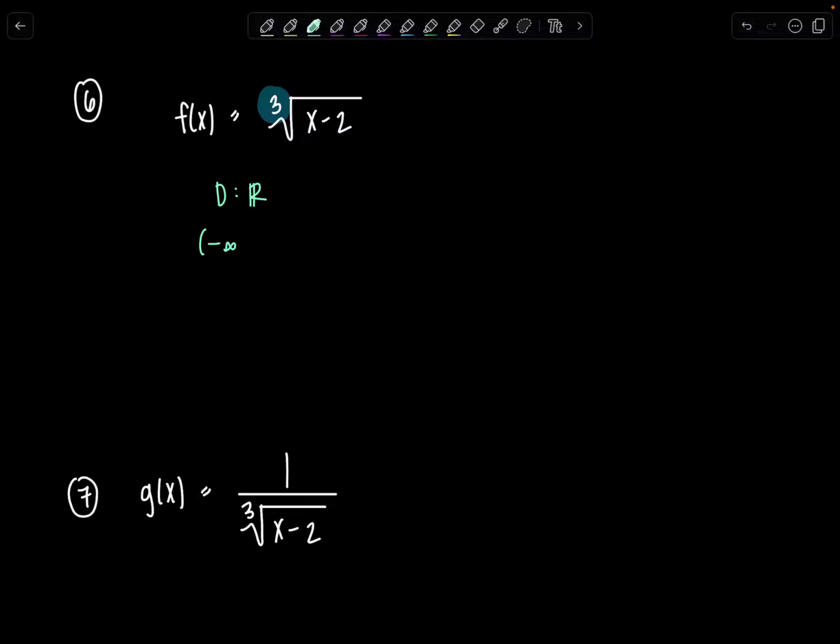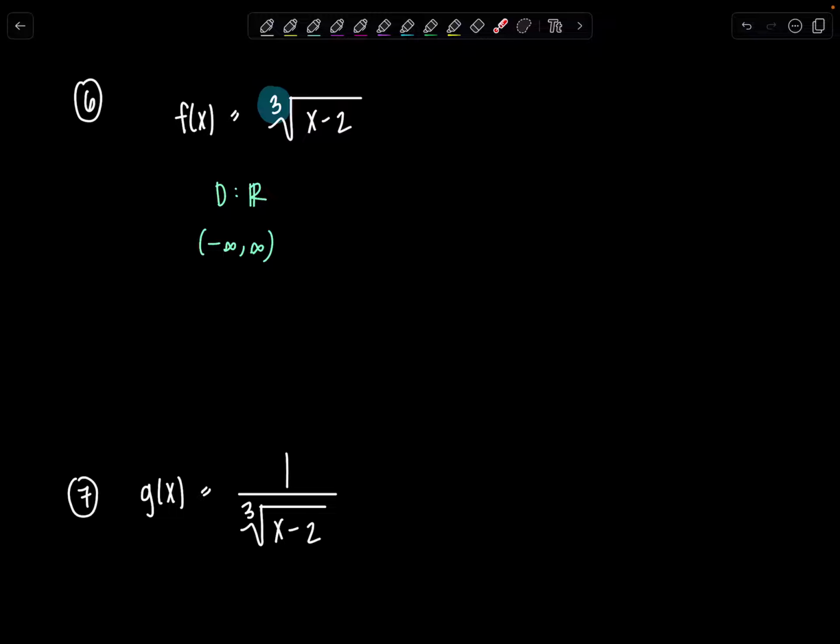Or we can write it in interval notation. If this was a different number, if it was a 4, a 6, or there was no number, which means it's a 2, then we have to make sure the radicand's positive. But if it's odd, everybody's good to go. Don't sweat it, all real numbers, okay?